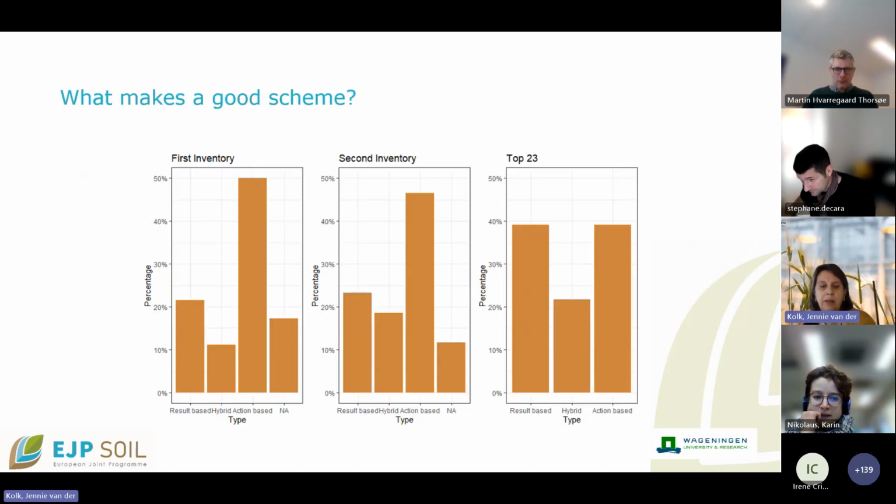First, I want to compare the first inventory and the second inventory, so the total of the 43 and the top 23. Here you see the result-based and the action-based. What you can see is that in the top 23, so the best scoring schemes, the result-based are higher than in the rest of the inventories. And this is also what we have learned already from the previous presentations.